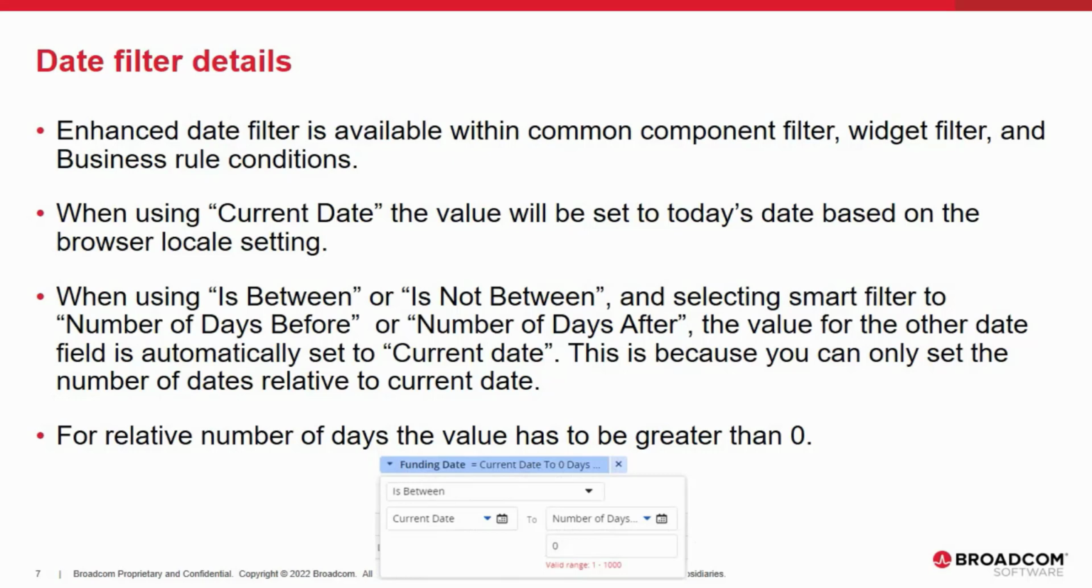When using the is between or is not between and selecting the smart filter to number of days before or number of days after, the value for the other date is automatically set to current date. As an example right here in the screenshot, the minute I select the number of days after for this value, we automatically set the previous value to be current date. And you will see this in example when I show you the product demo. For the relative number of days, the value has to be greater than 0.